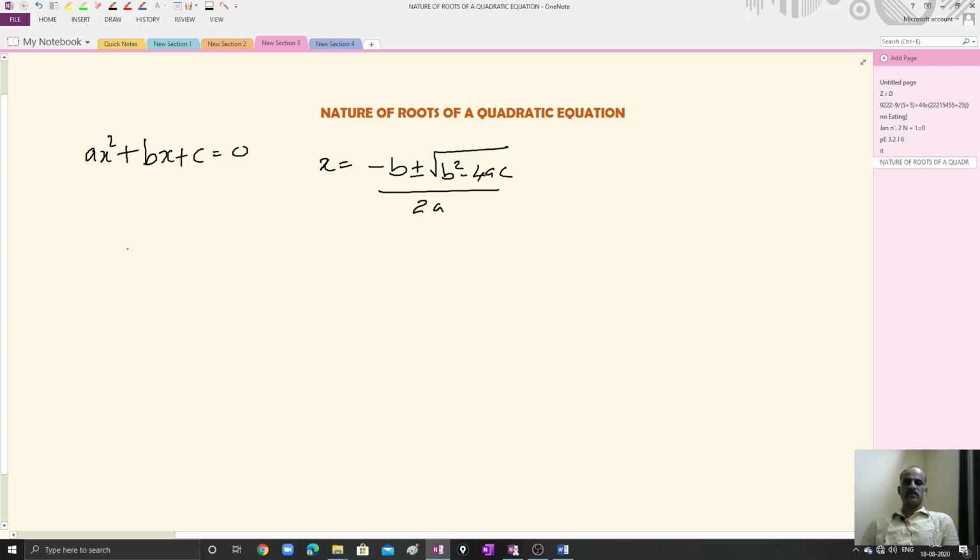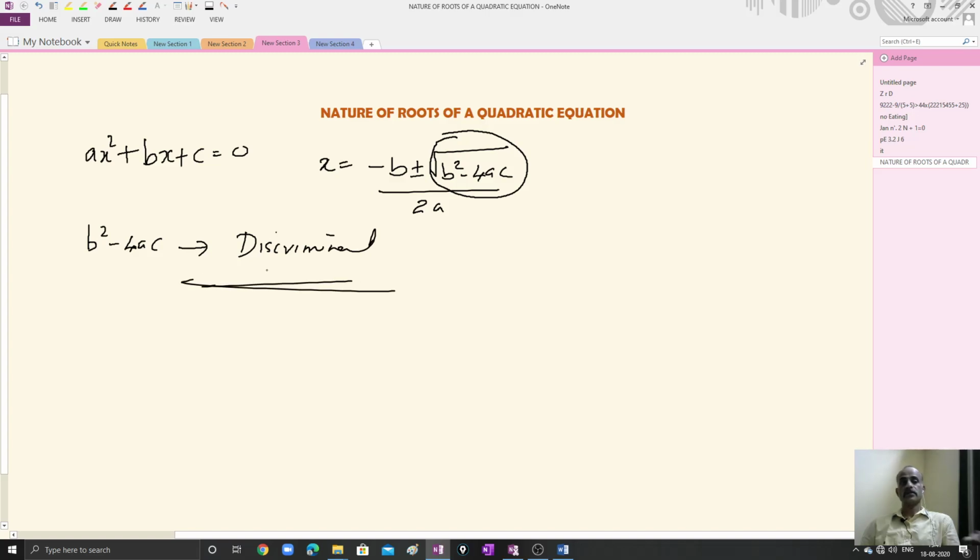Now there are different cases arising here based on the value of this part. B square minus 4ac is known by a name, discriminant. What do you mean by discriminant? That discriminates because the value of this is going to make changes in the nature of the roots. Nature of the roots means whether they are same or different, positive or negative, real or imaginary.